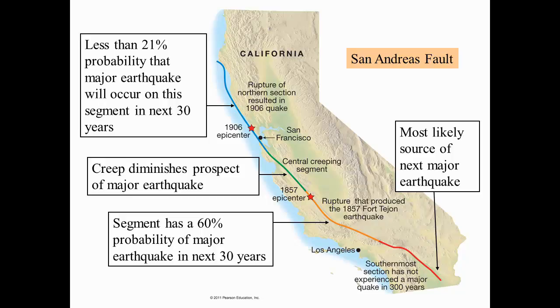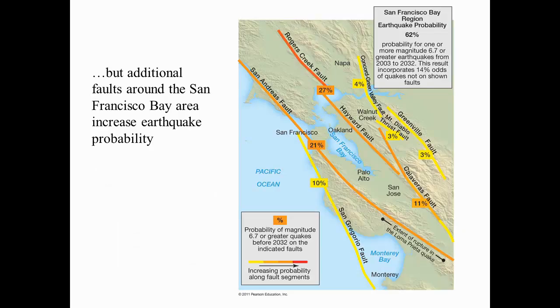Now, even though the northern San Andreas Fault has a less than 21% probability of an earthquake, that does not leave San Francisco off the hook, simply because there are additional faults around the San Francisco area that can also rupture, and this in turn increases the earthquake probability.